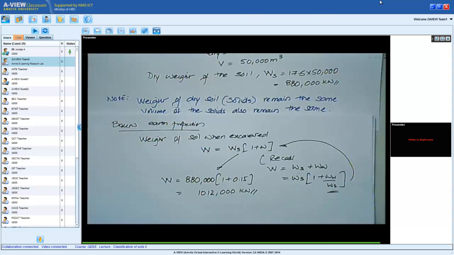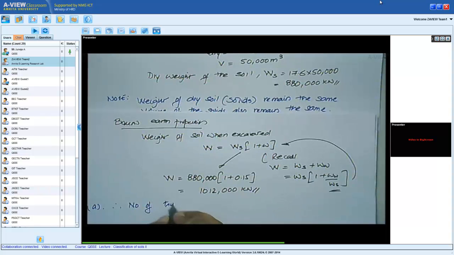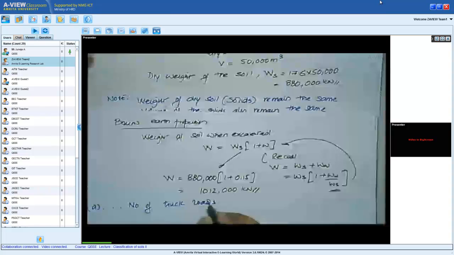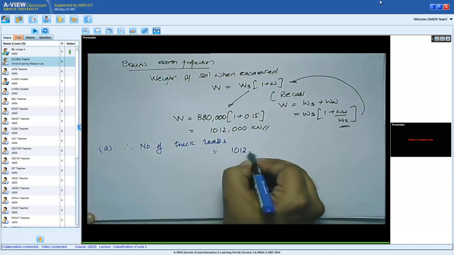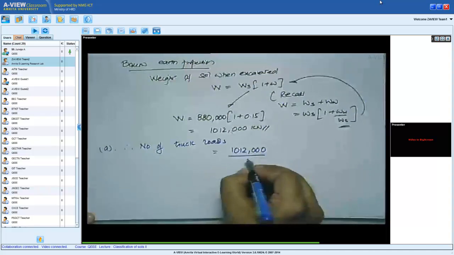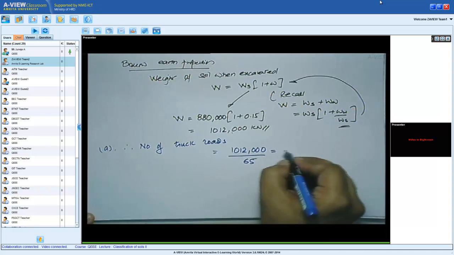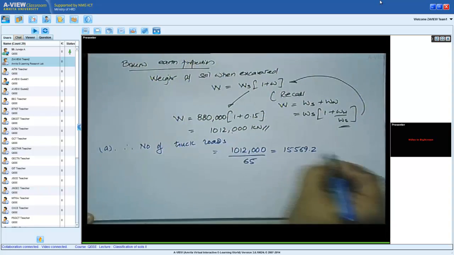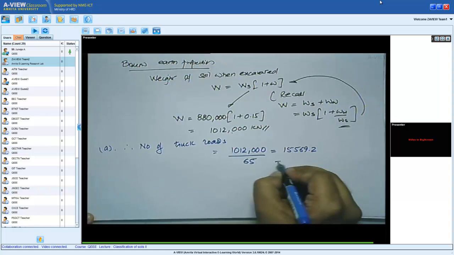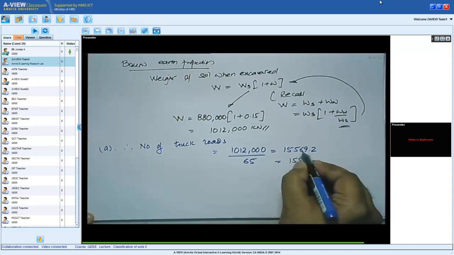The question says each truck can carry 65 kilonewton. So the number of truckloads equals, again the same number, 1,012,000 over 65. Each truck can carry 65. If you plug in the numbers, you should have an answer like 15,569.2. We need to round up because it's truckloads, so that equals 15,570.